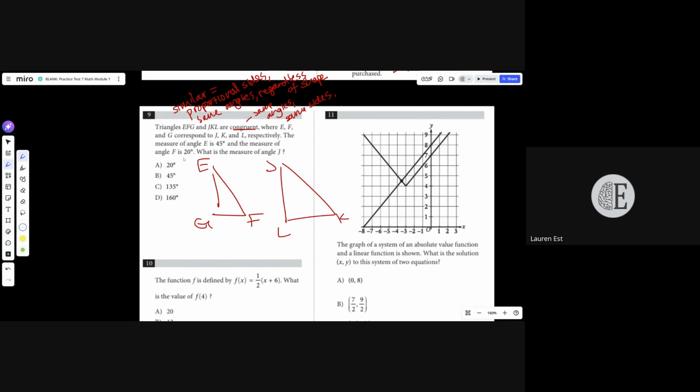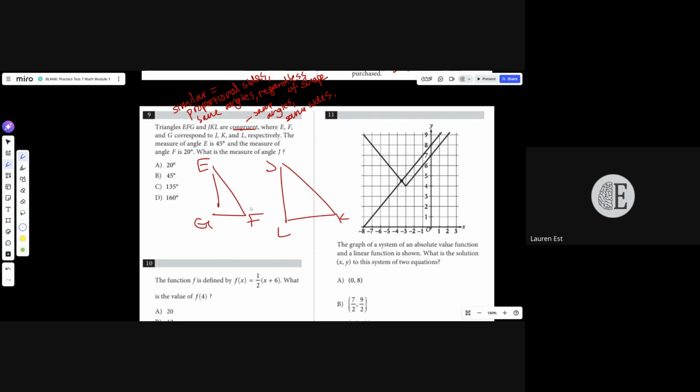The SAT doesn't like to do that. Sometimes they'll say EFG and JKL are congruent, and F and K are right angles, or E and J are right angles, or G and L are right angles. My students often assume that this is going to be the right angle if there even is one. In this case, just draw triangles, get this information down, and solve the question. I'm going to get to that.